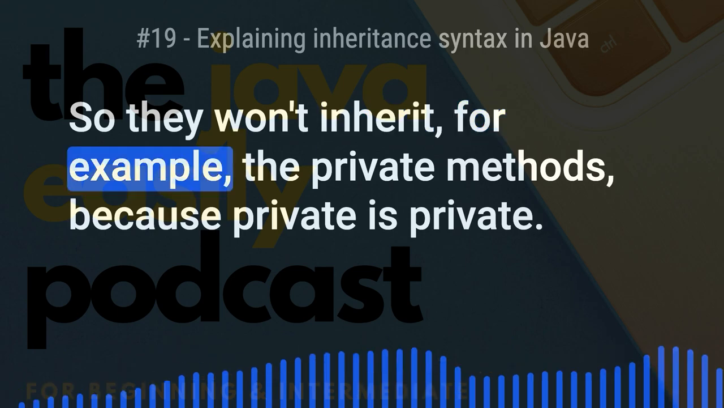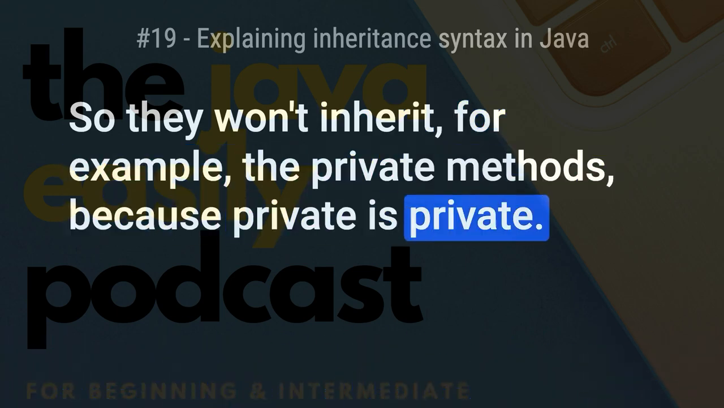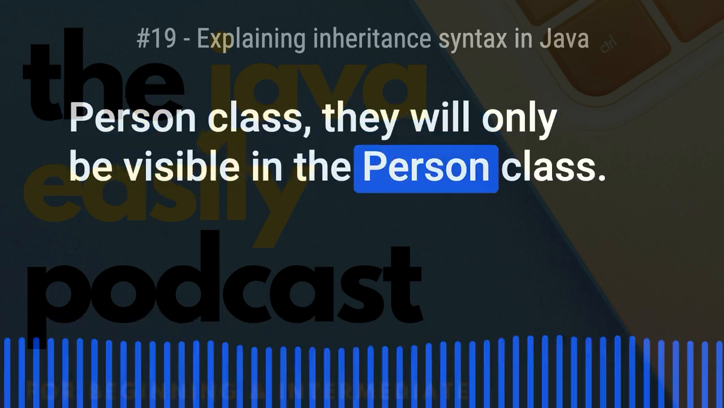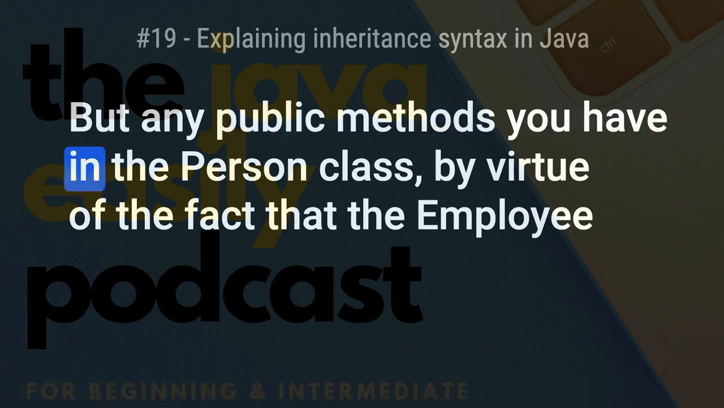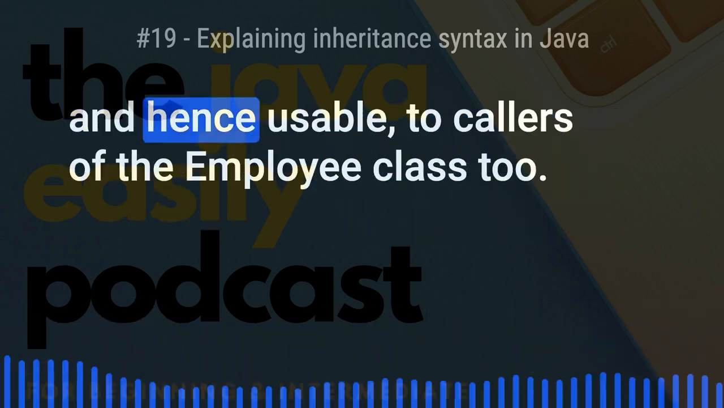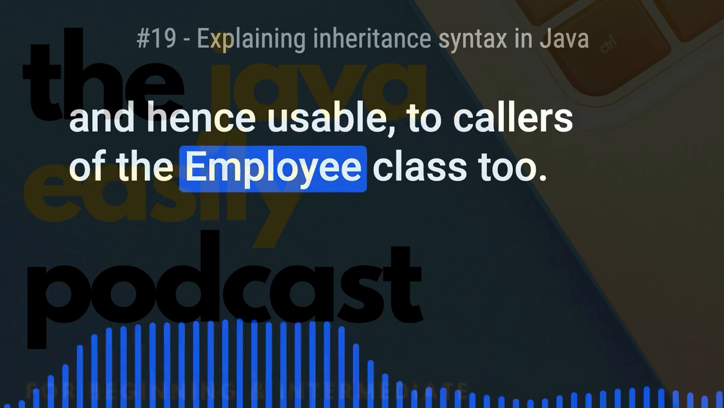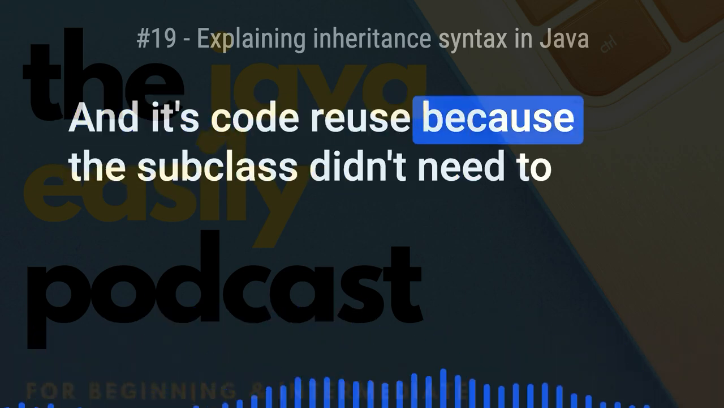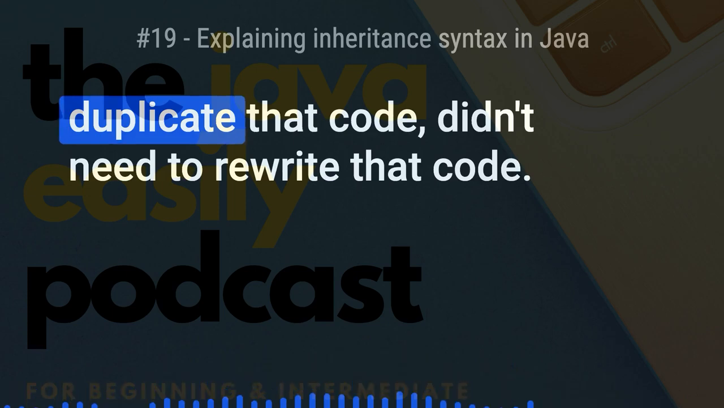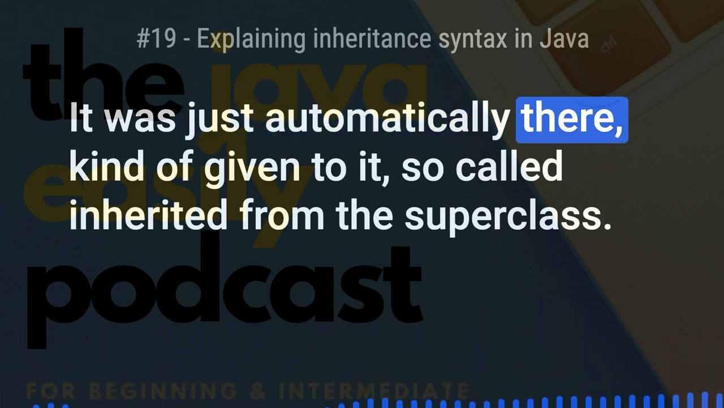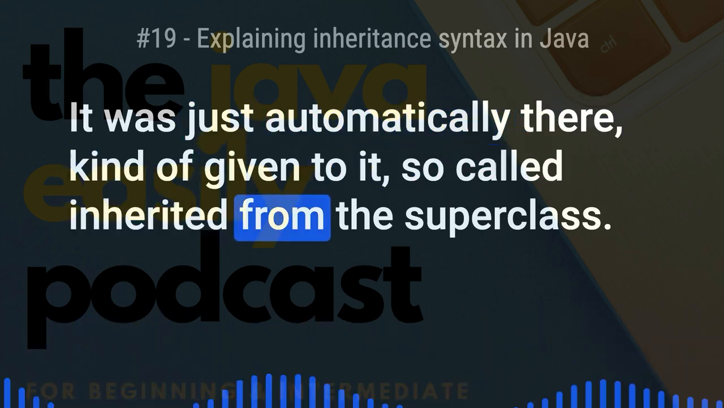They won't inherit, for example, the private methods, because private is private, right? If you have any private methods in the person class, they will only be visible in the person class. But any public methods you have in the person class, by virtue of the fact that the employee class extends this person class, will also be visible and hence usable to callers of the employee class too. And this is this notion of code reuse. It's code reuse because the subclass didn't need to duplicate or rewrite that code. It was just automatically there, given to it, so-called inherited from the superclass.